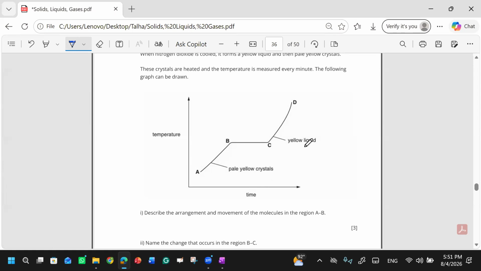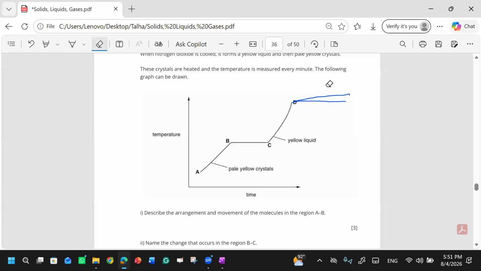This is crystal. Then the liquid will form after C. Firstly, this is solid. Sorry, I accidentally said A to B was melting. I meant B to C was melting and C to D is boiling. Not only boiling, but if there is a line that is constant like this, that will be boiling.